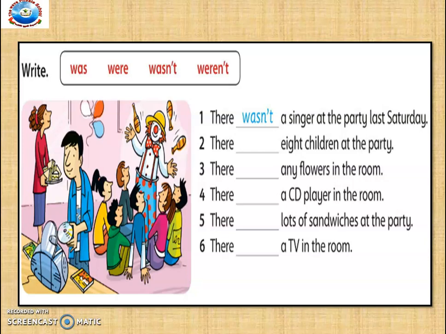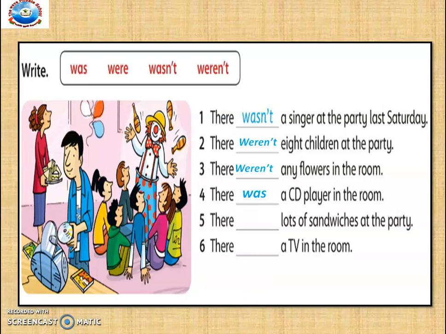Come on, with your pencil, write the correct answer. The dash 8 children at the party. Can you see 8 children? No. So there weren't 8 children at the party. Number 3. The dash any flowers in the room. Can you see any flowers? No. So there weren't any flowers in the room. The dash a CD player in the room. Can you see a CD player? Yes, Dad is playing a CD player. So there was a CD player in the room.